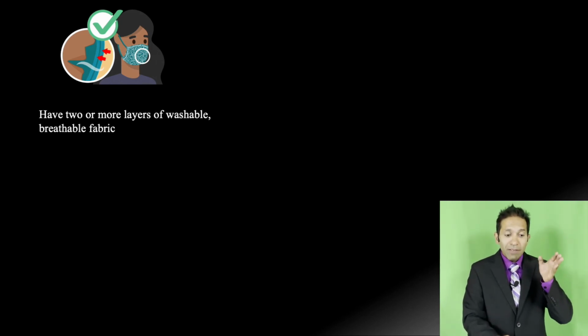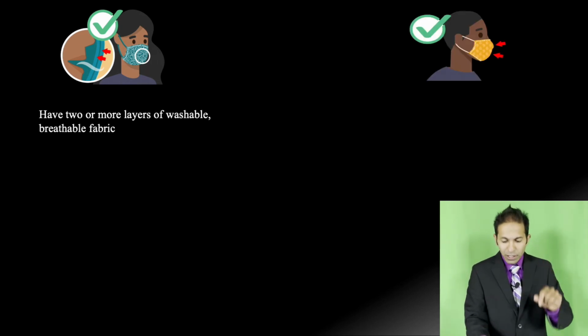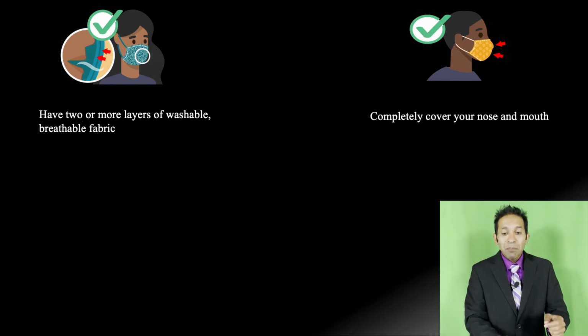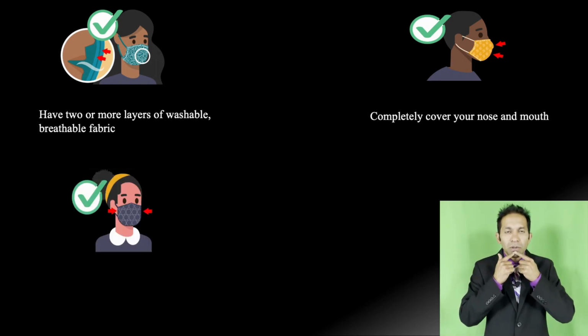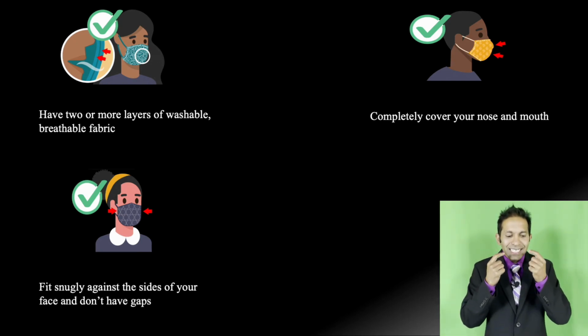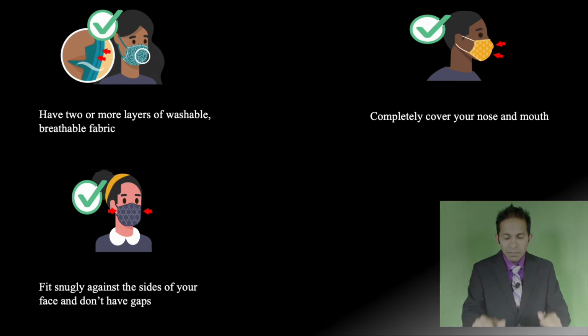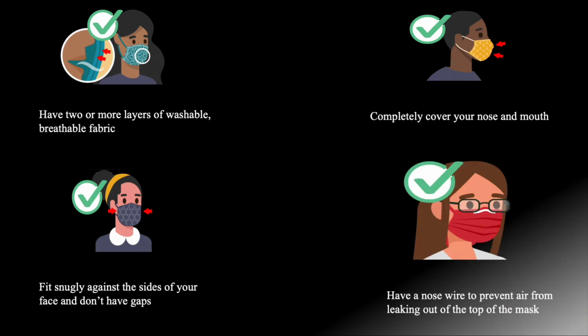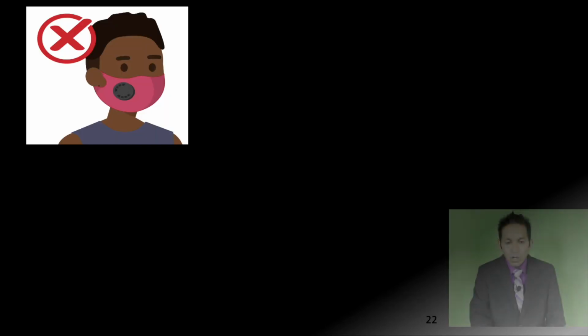So first point was the mask. In this picture, you see that the general public should have a mask which has 2 or more layers of washable, breathable fabric. That's point number 1. Point number 2, it completely covers your nose and mouth. Point number 3, it should fit snugly against the side of your face. It should not have any gaps. Point number 4, it should have a nose wire to prevent air from leaking out of the top of the mask. These pictures I have taken from CDC websites. So for the general public, CDC recommends these kinds of masks. So let's go to next slide.